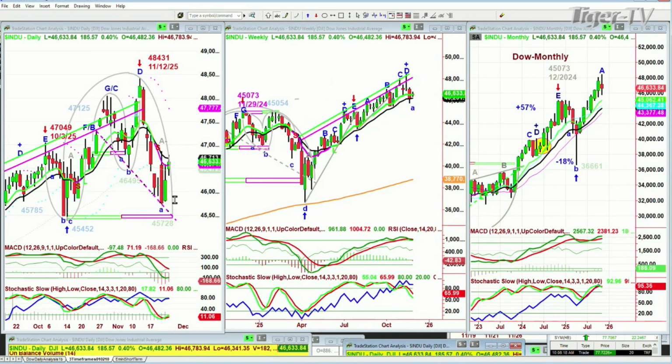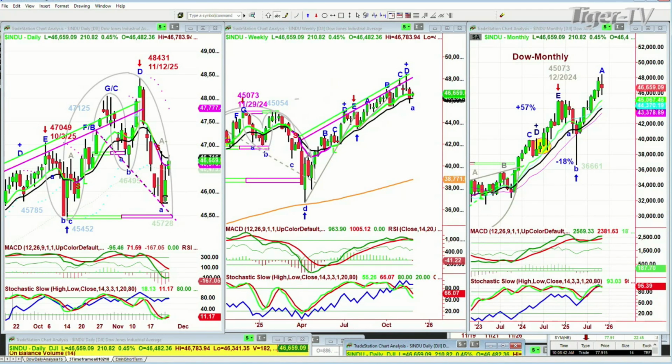So in this particular instance, you've got an internal low at 45,452. You had the low that was made for the major move up in October to the peak D in November the 12th at 48,431, and then you came tumbling down. But you did not take out that left side low. You stopped it at 45,728 on Thursday.